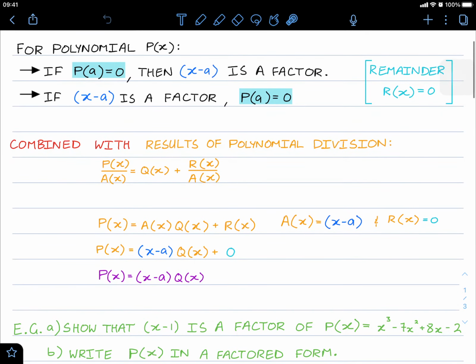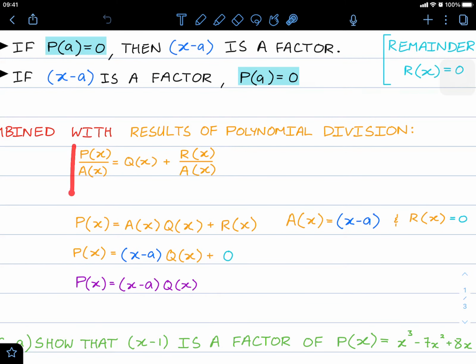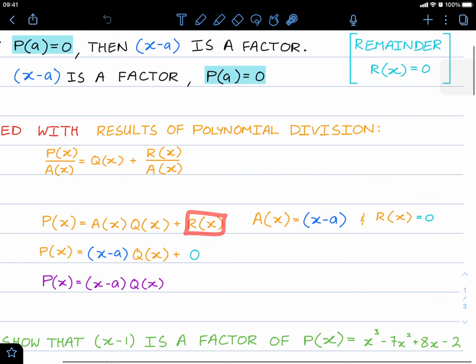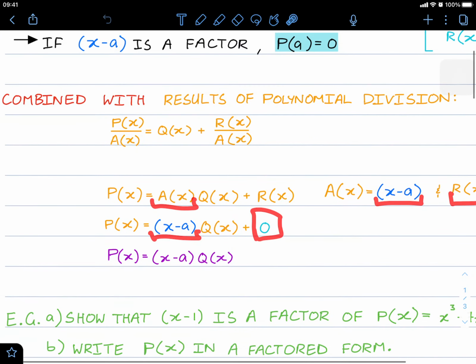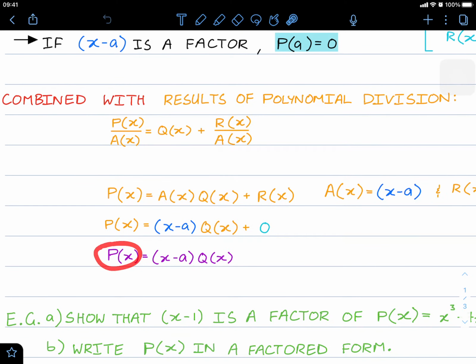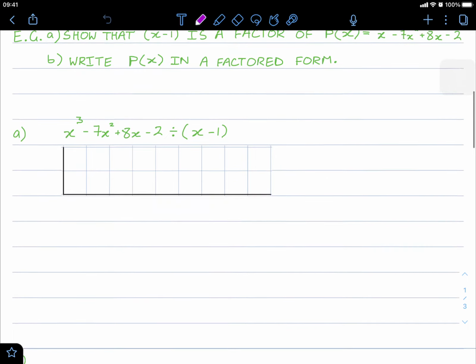Combining this with polynomial division, take a look. We already know this one here, multiplying by a. And here we normally have some sort of remainder. But if our divisor is x minus a, and if our remainder is 0, then the original polynomial can be written as the factor x minus a times another polynomial. I'll demonstrate this in an example here.